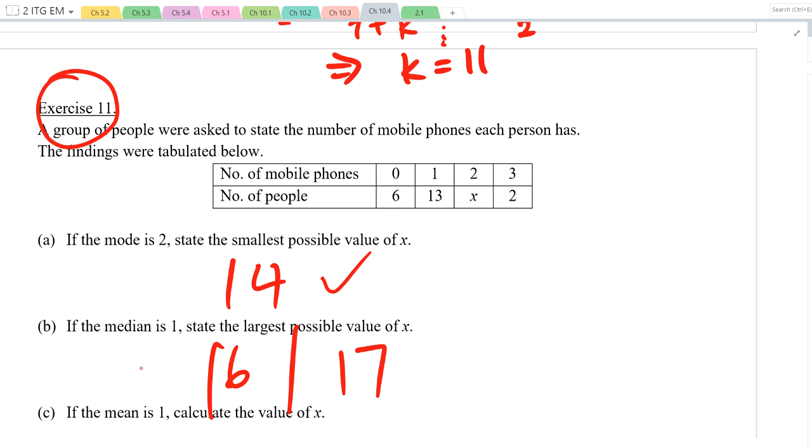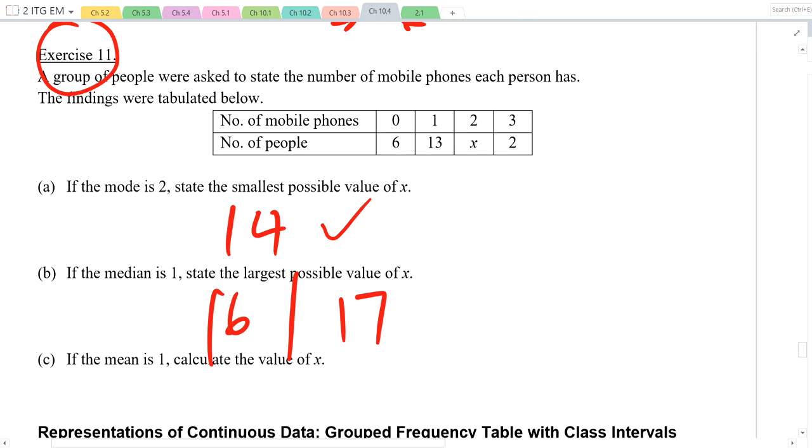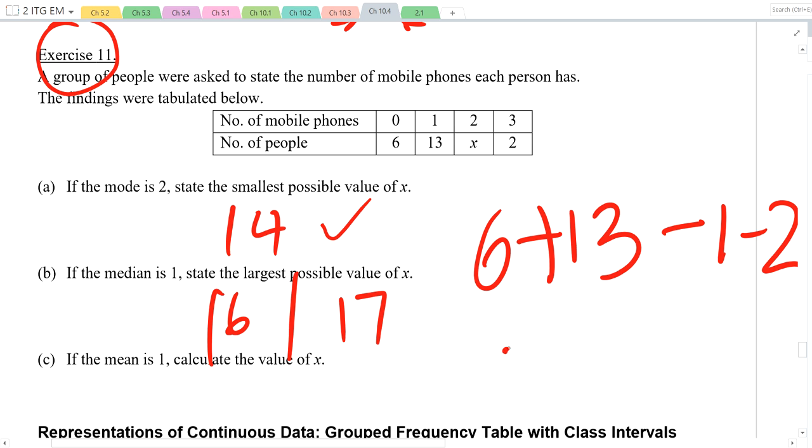16, why? What? 6 plus 13, then minus 1, minus 2, why? Okay, to find the median position, we need to add everything up and then plus 1, then divide by 2 and then. So what is that going to do if you're working over here?